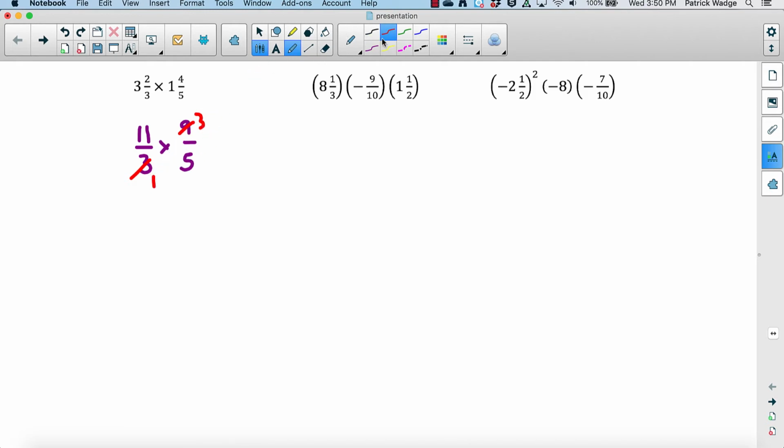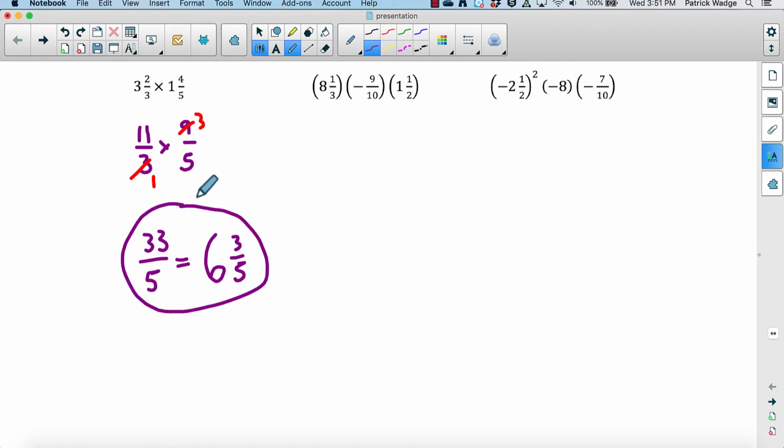And we can multiply. 11 times 3 is 33. 1 times 5 is 5. Again, great answer. I'm happy with that. Or, how many times does 5 go into 33? 6. That gets us up to 30. And there's 3 left over. So, this is good. Okay, in the next question there are negatives.